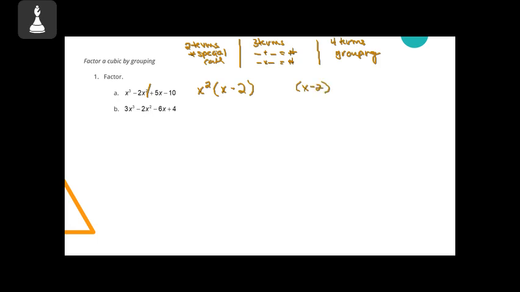So if I think about that, well, looking at 5 and 10, I can divide them both by 5. If I take out 5, 5 times x is 5x. 5 times negative 2 is negative 10. So I did it correctly. Now comes the final answer. Well, the common piece now is x minus 2. And the second part is what's left over, the x squared plus 5.